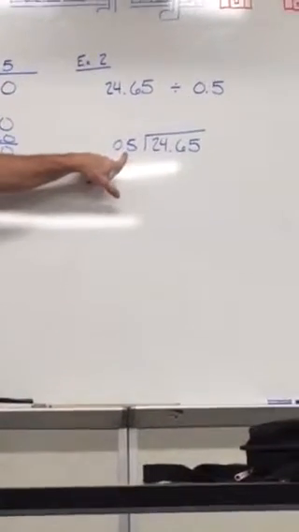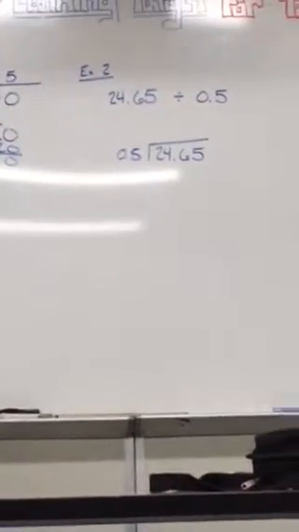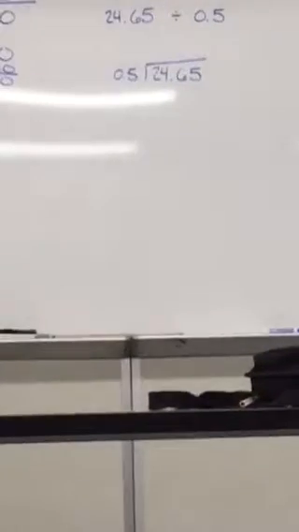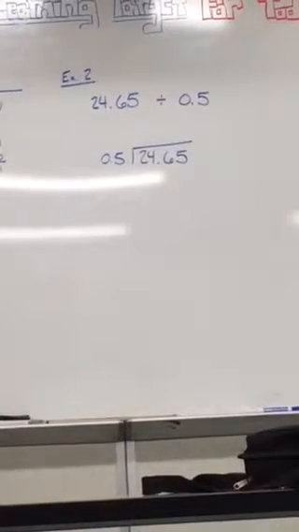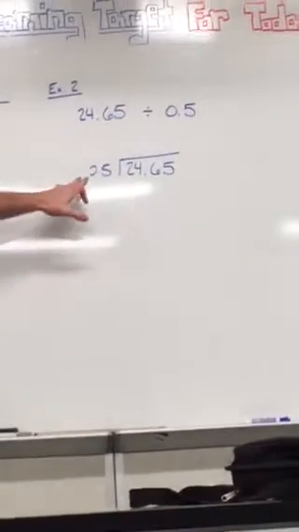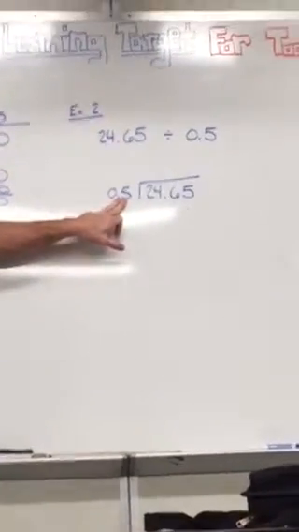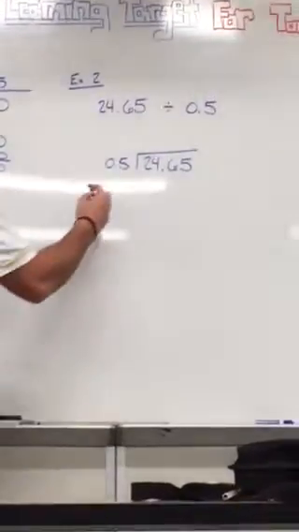What has to be true about this divisor? Who knows? Raise your hand if you know. Some of you have already done this, haven't you? Jenna, what do you think? You have to move the decimal. Yeah, I have to move the decimal, so the divisor has to be what? Can it be a decimal number? No, it has to be a whole number. So in order to make it a whole number, you just simply move it.